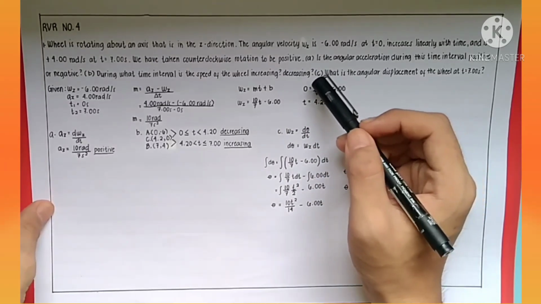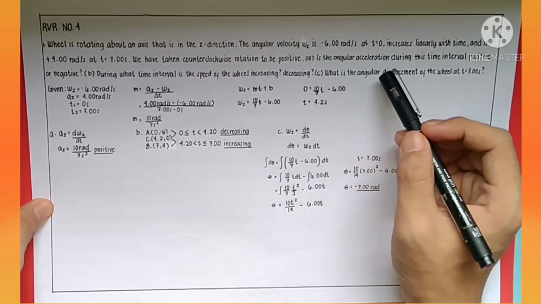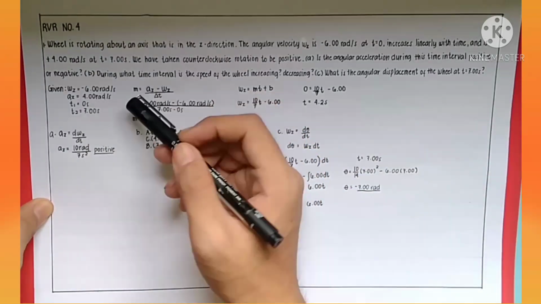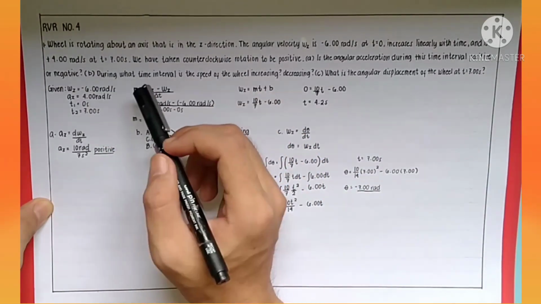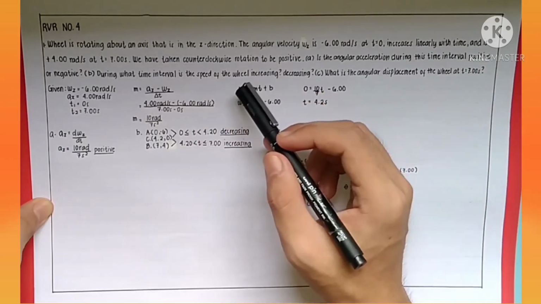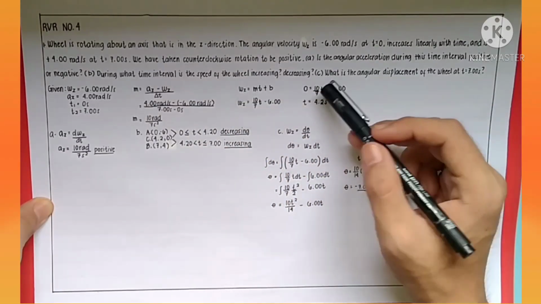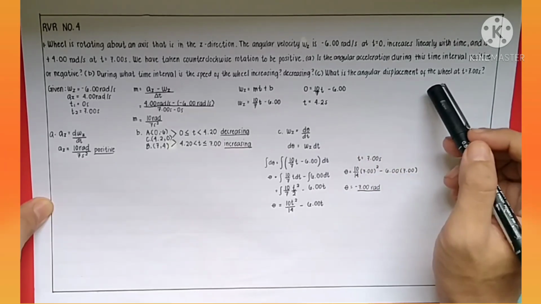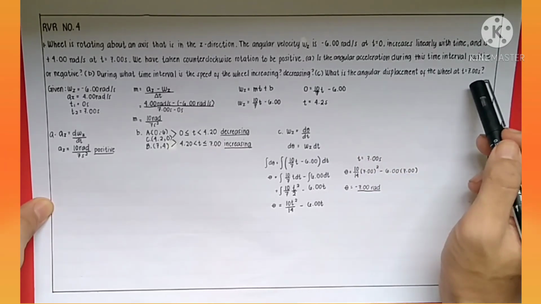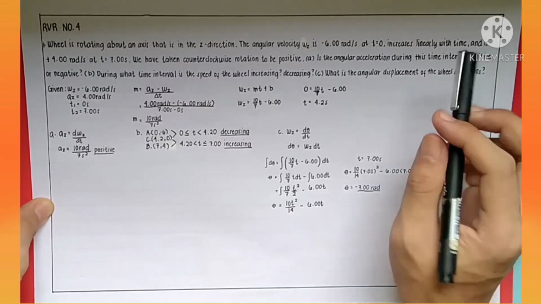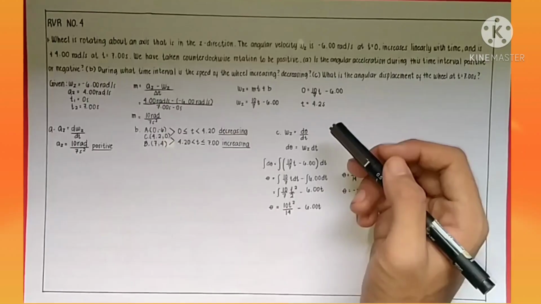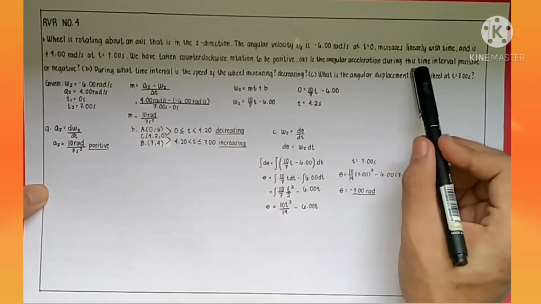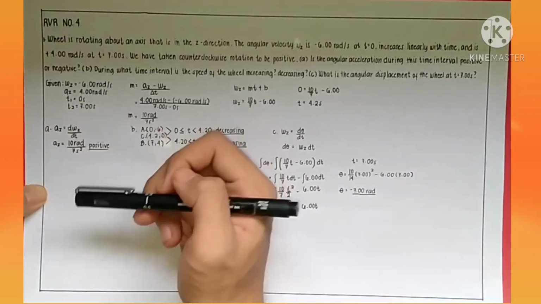For letter A, is the angular acceleration during this time interval positive or negative? For letter B, during what time interval is the speed of the wheel increasing or decreasing? For letter C, what is the angular displacement of the wheel at t equals 7.00 seconds? So for letter A, is the angular acceleration during this time interval positive or negative?